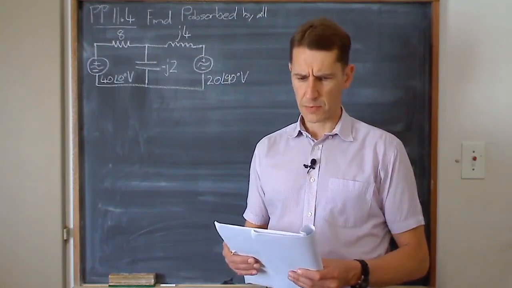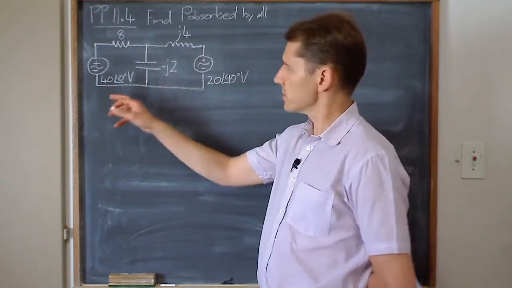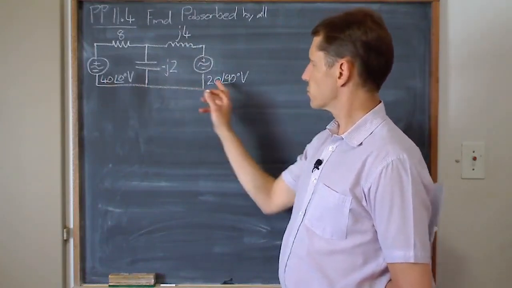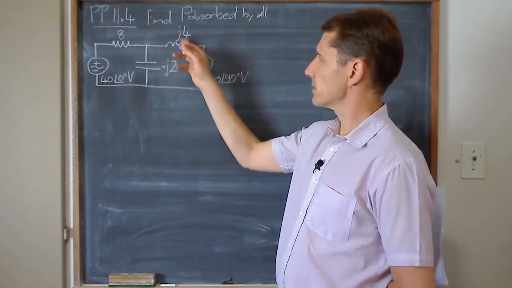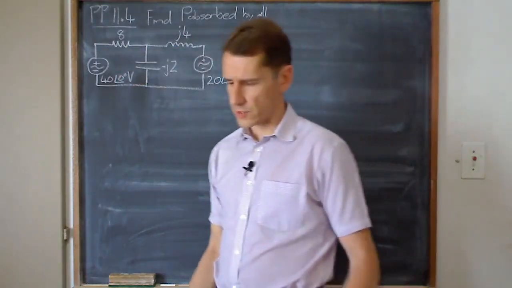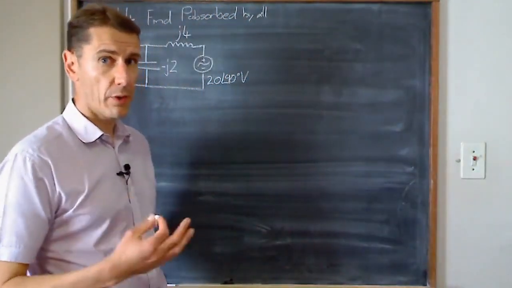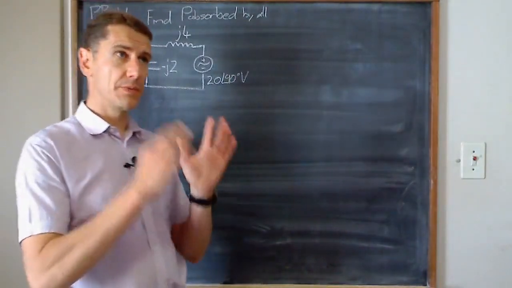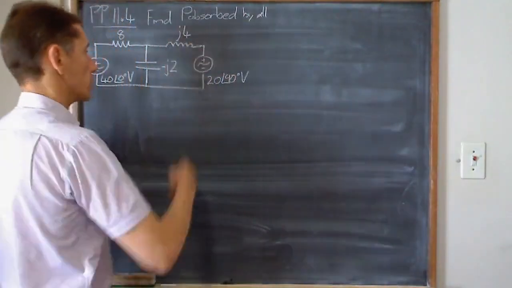So we've got practice problem 11.4 on the board: two AC sources, 40 volts and 20 angle 90 degrees, a minus j2 capacitor, an inductor plus j4, and a resistor. What they want is for us to calculate the power absorbed, in other words, P equals plus VI for all these elements.